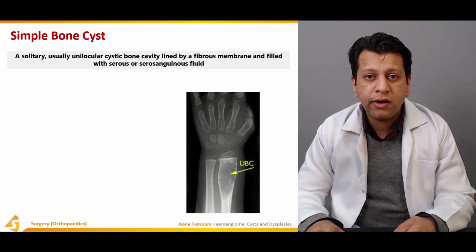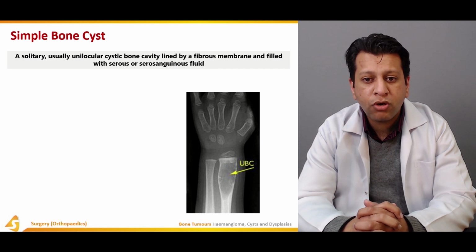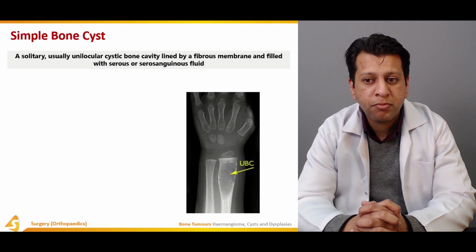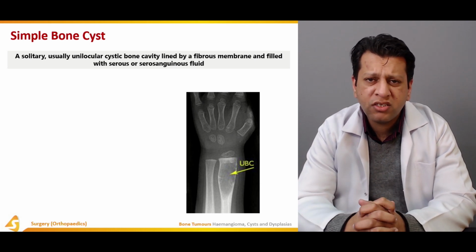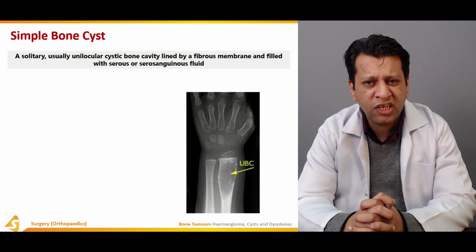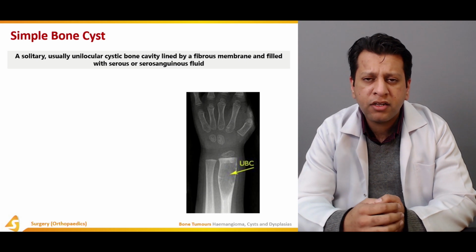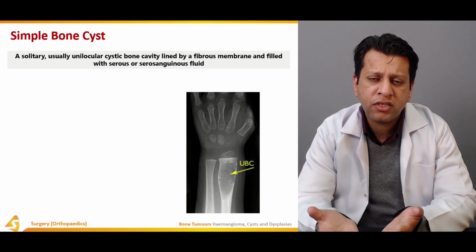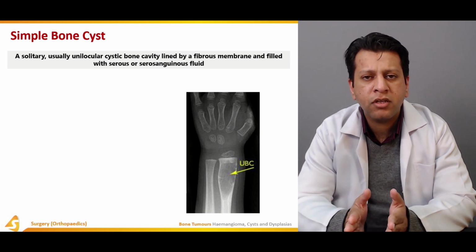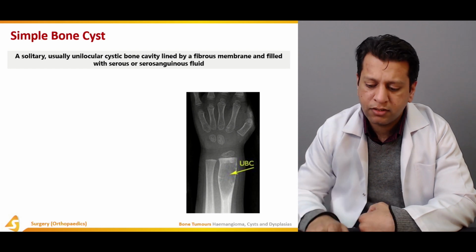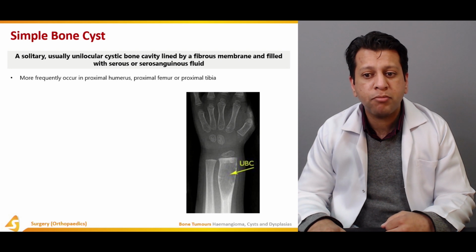Coming to the simple cyst or unicameral bone cyst. Usually, they're solitary unilocular cyst cavities lined by fibrous membrane and filled with serous or serosanguineous fluid. They are called simple bone cysts because usually they are asymptomatic, and either there is an incidental finding, or they are found out when they result in a fracture. Most commonly they are found out after the fracture. They are more frequently in the proximal humerus, then the proximal femur and the proximal tibia.